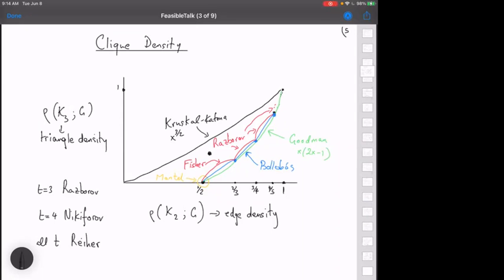So on the X coordinate, I have the edge density. On the Y coordinate, I have the triangle density. We have the Kruskal-Katona theorem, which tells us that the triangle density is at most X to the 3 halves.